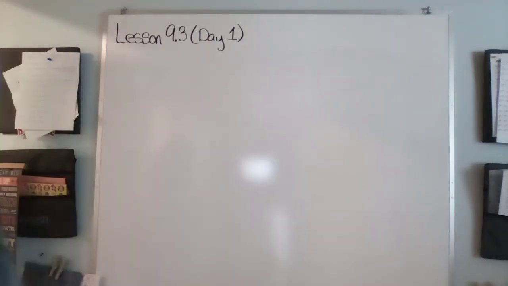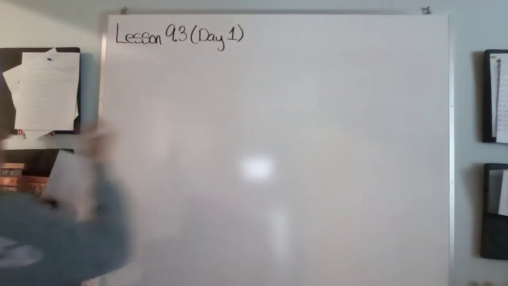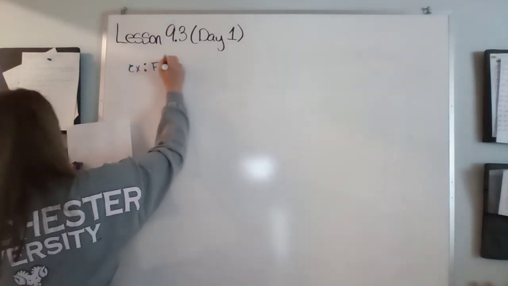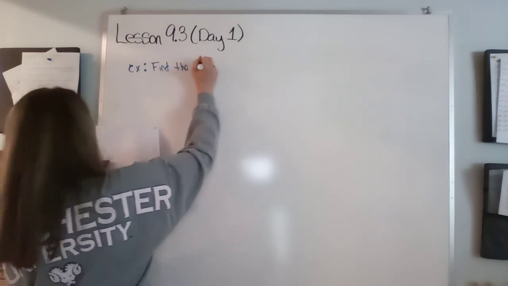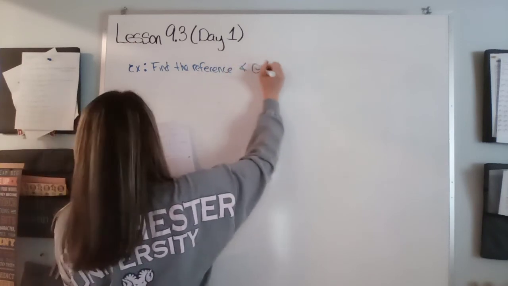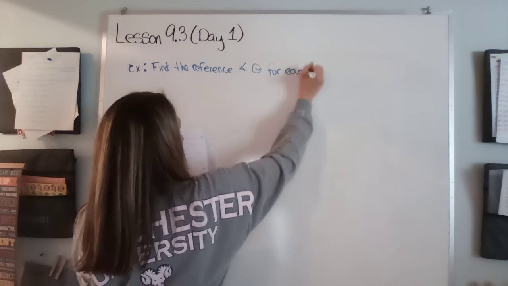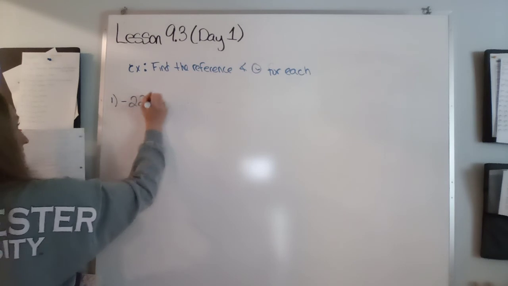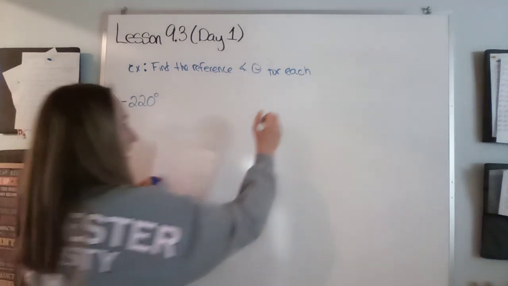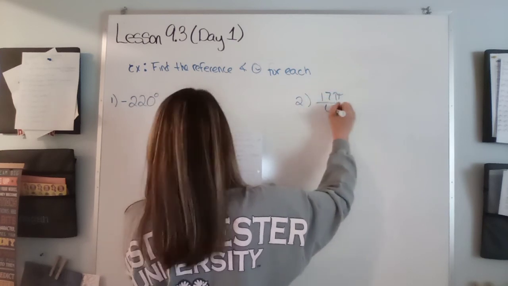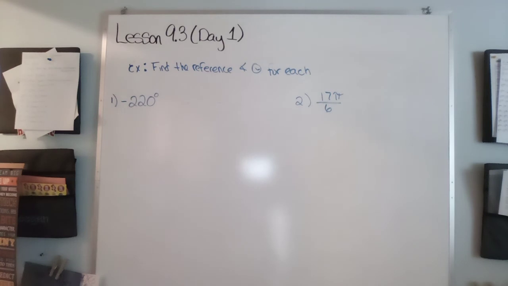Okay. So for the next example, the directions are going to simply say, find the reference angle theta for each. Okay. We have two examples. We have negative 220 degrees and we have 17 pi over 6 radians. Okay. All right. So what we're going to do is we're going to sketch these.